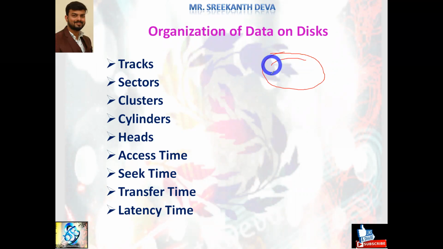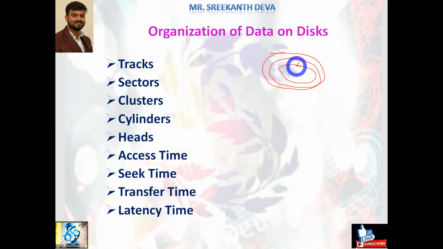Platter. In the platter, what is going to be generated? Several tracks, right? This is about tracks, like n number of tracks. Each track again consists of what? Sectors. So this is about one sector.